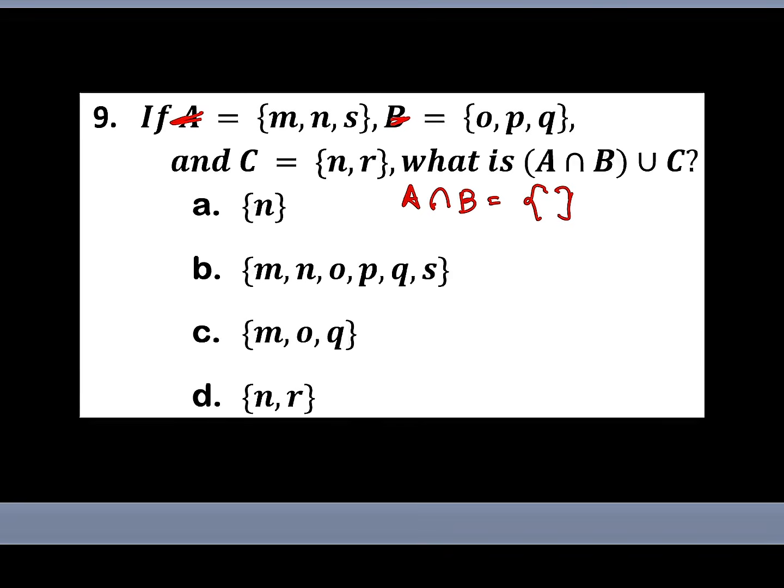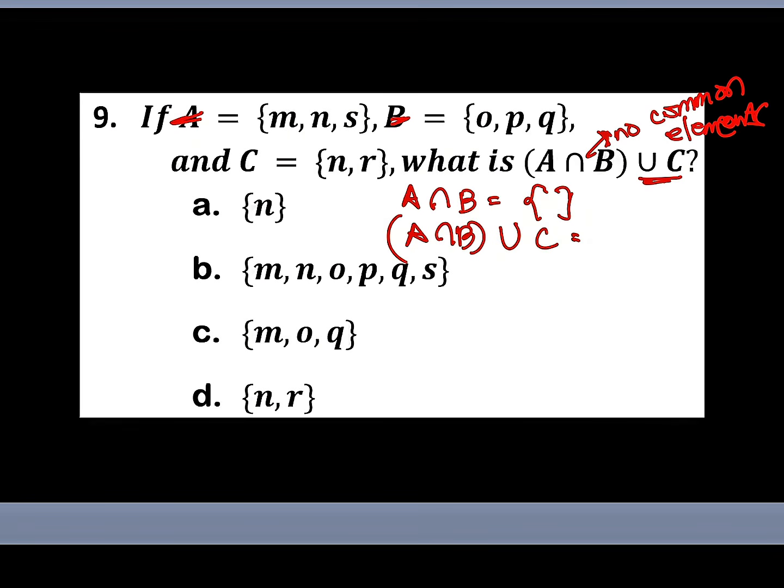A intersect B is empty or null. Then we need to connect or union with set C. For our set C, we have the elements N and R. Always remember, union is just listing all the elements coming from the first and second set. So the answer is N, R.